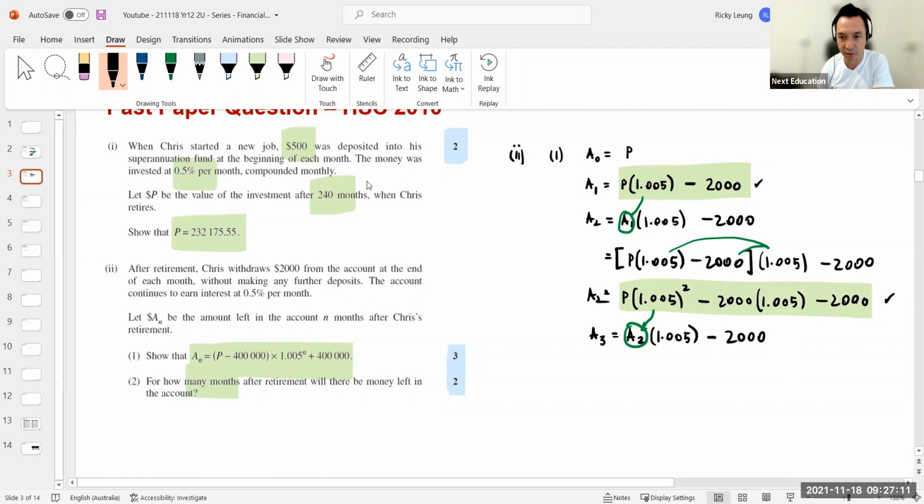Nothing I've done right now is out of the ordinary for a loans question. The only thing that's out of the ordinary is the context for this question. I like it. Basically, upon retirement, they start spending $2,000 a month.